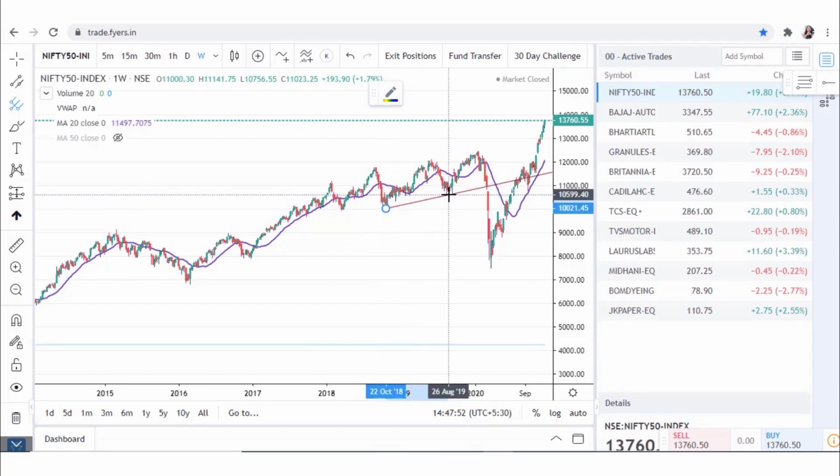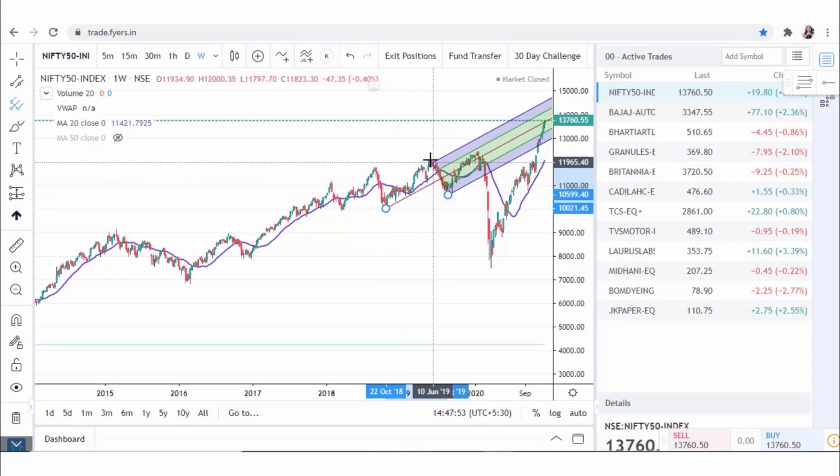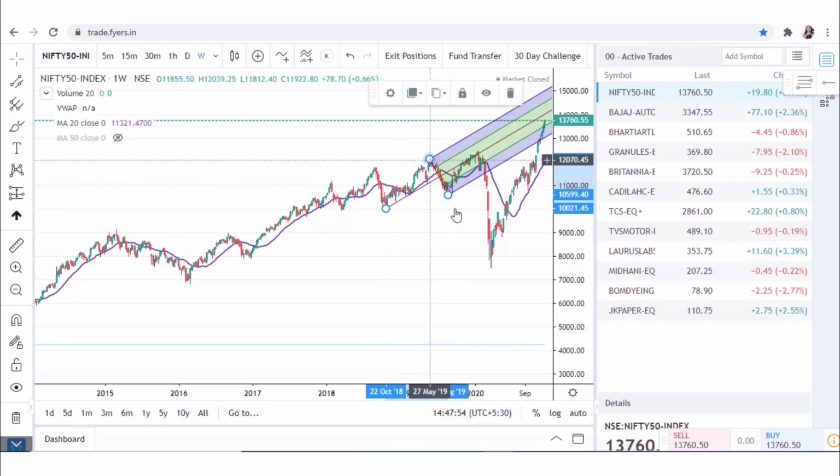Once the points are in place, a straight line that denotes the median line is drawn from the first point through the midpoint between the upper and the lower points. Upper and lower trend lines are then drawn parallel to the median line.